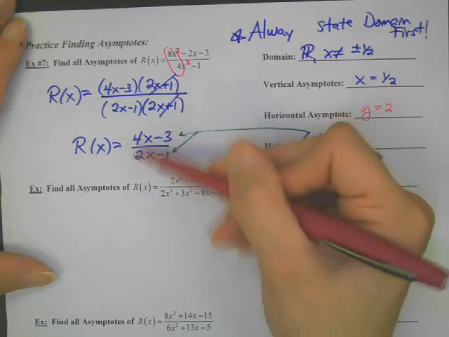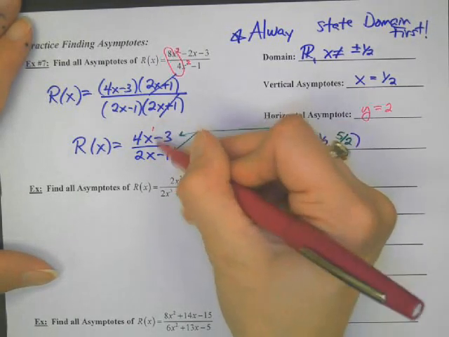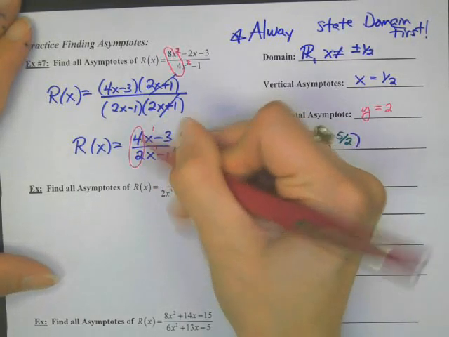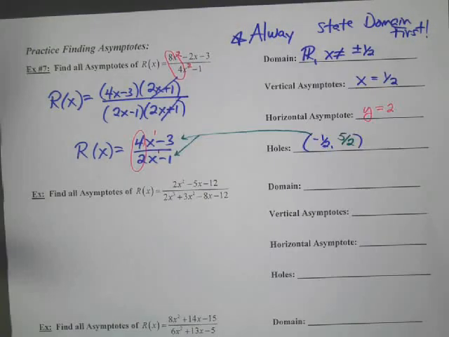Other people say, well, can we go ahead and look at the simplified version? Absolutely. The powers here are equal, so you could look at those leading coefficients and also get 2. Okay, so you could look at the large one or the simplified smaller one.